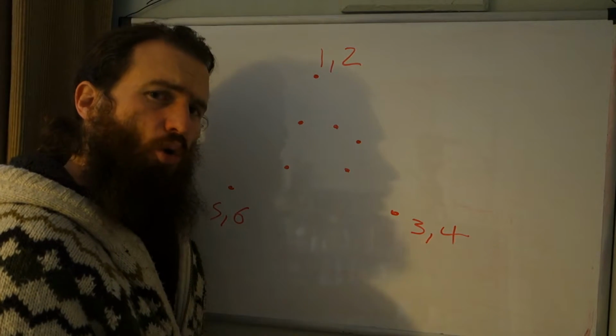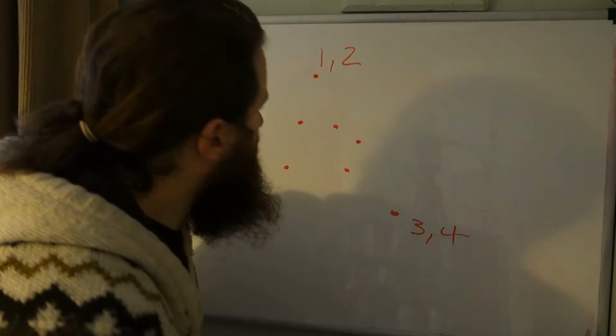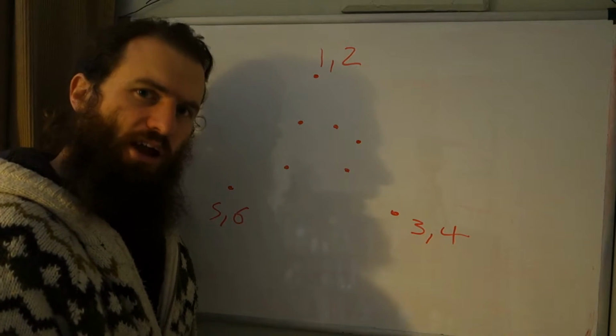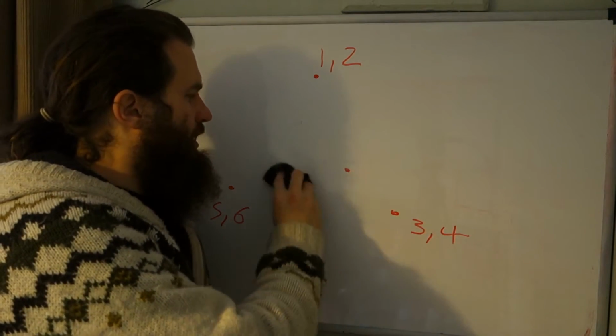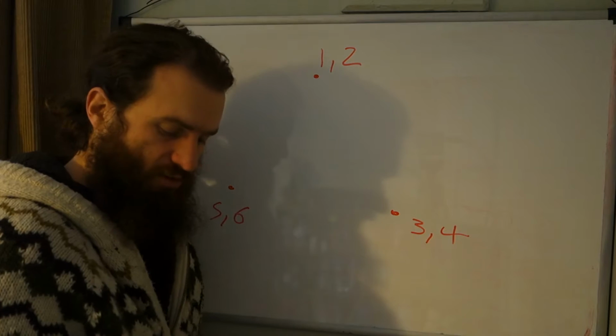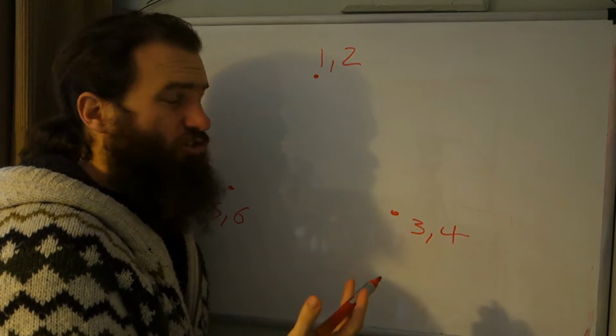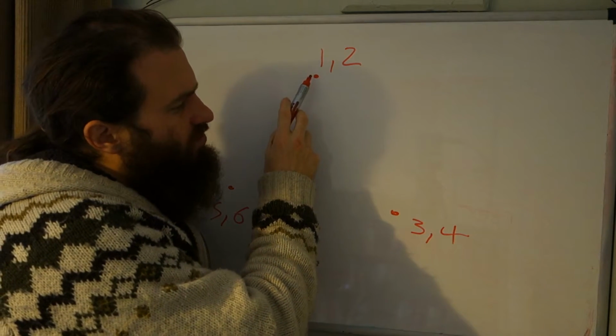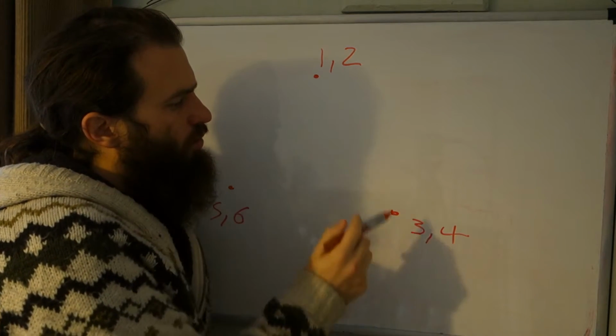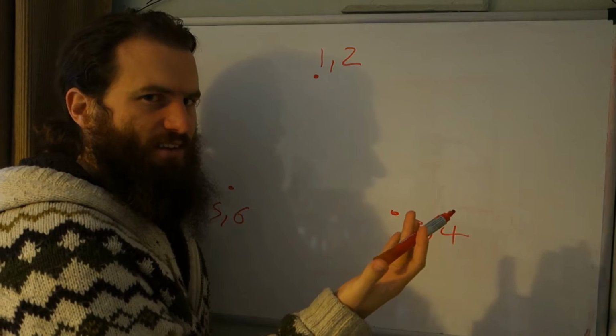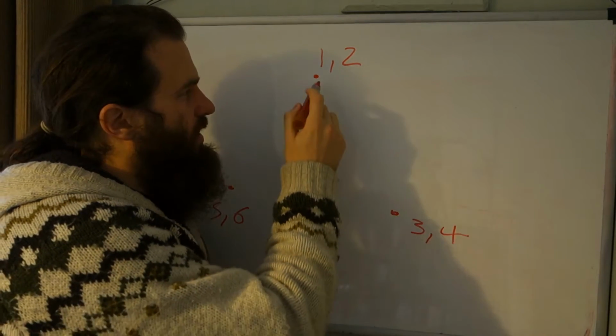But this only works if the input sequence is completely random. So let me illustrate that this does not work if the input sequence is not random. And I can show this very easily. So imagine we start here and we roll a 3. So our dice is like weighted, so we always roll a 3.